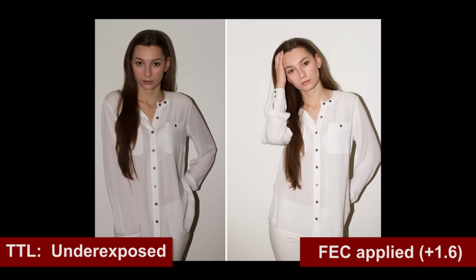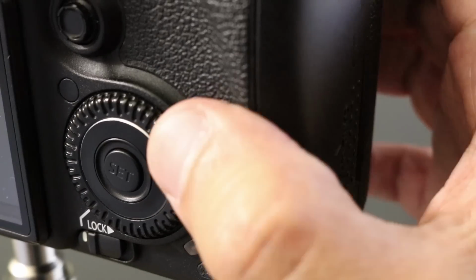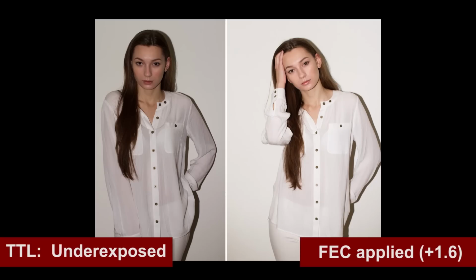Okay, we've discussed how to control the look of ambient light in the room. Let's talk about controlling the light produced by the flash. If you need to make any adjustments to the amount of light you're getting from the flash, that's when you use FEC, flash exposure compensation. You won't need it often, but if your subject is wearing light colors, you might have to dial the FEC up a bit, otherwise your camera might underexpose the shot.